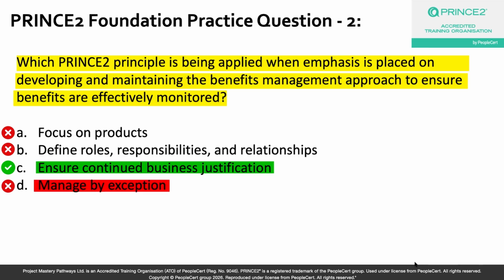It defines how benefits will be measured, when they will be reviewed, and who is accountable for them. And that is exactly the benefits management approach in action, and it is purely to ensure continued business justification. So the correct answer to this question is option C.